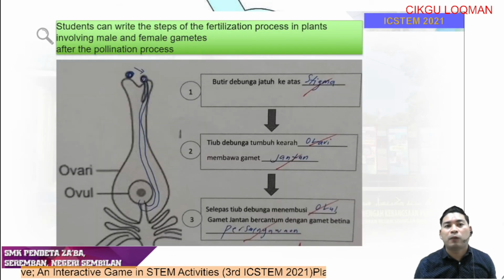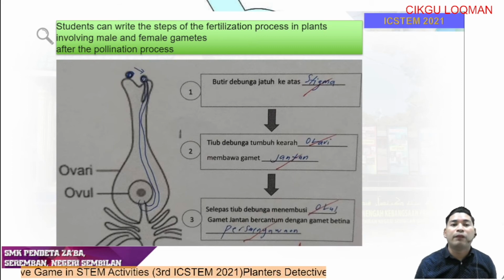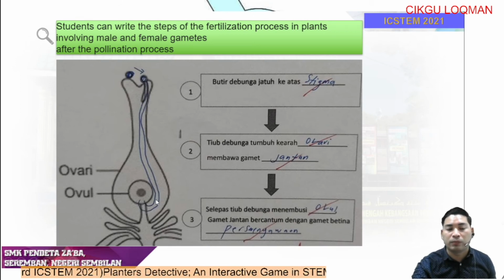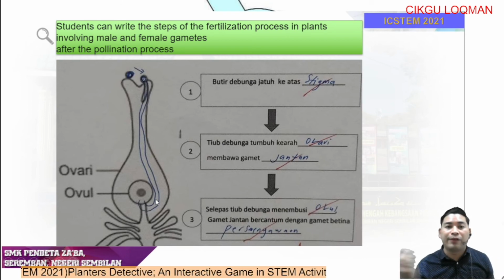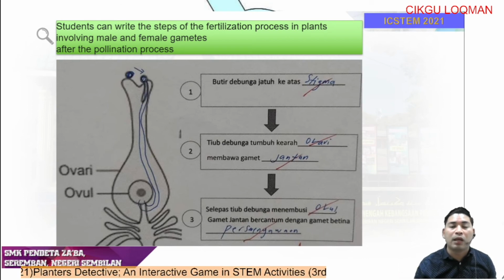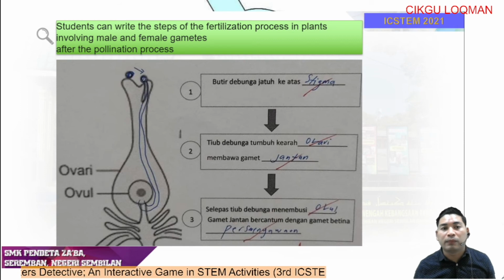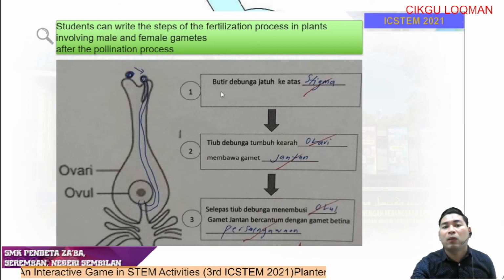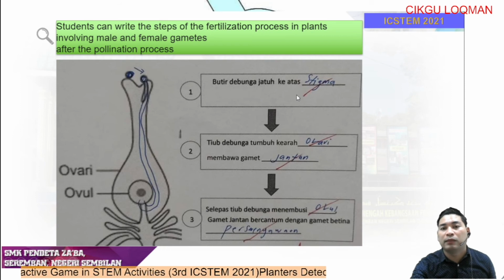Thirdly, students can write the steps of the fertilization process in plants involving male and female gametes after the pollination process. Before Planters Detective was introduced to my students, they could not draw the pollen tube. But after they looked at the augmented reality diagram and played with the board game, they can draw the pollen tube very well. And they can also write the process of fertilization.